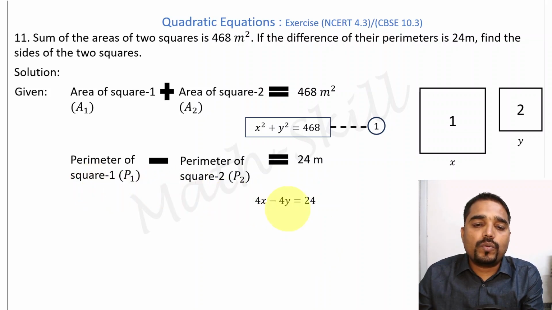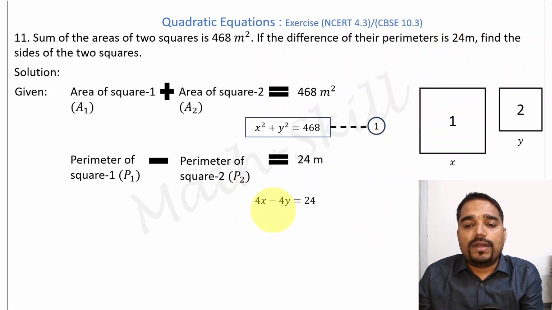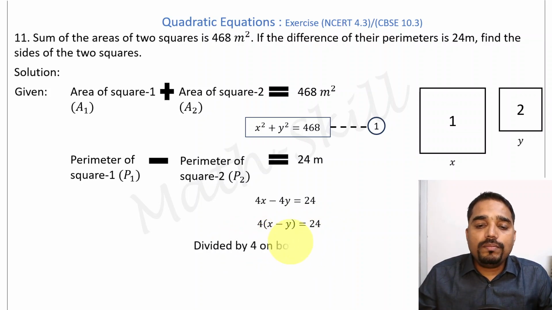Perimeter of square 1 is 4x, perimeter of square 2 is 4y, which is equal to 24 meter, which is given here. That is, if we take 4 common from the LHS, 4 into x minus y is equal to 24. On division by 4 on both LHS as well as RHS, x minus y is equal to 6.